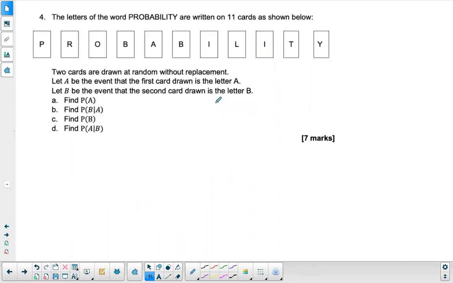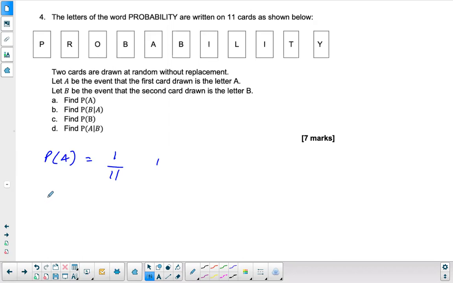Question 4, the letters of the word probability written on 11 cards are shown. 2 cards drawn at random. Probability of A is, how many A's are there? 1. How many letters are there? 11. Not too tricky. 1 mark for that.